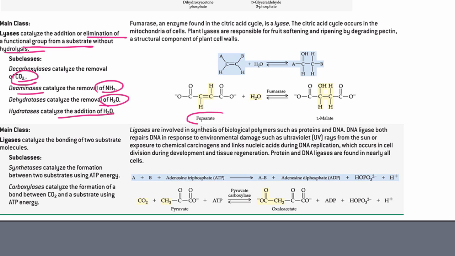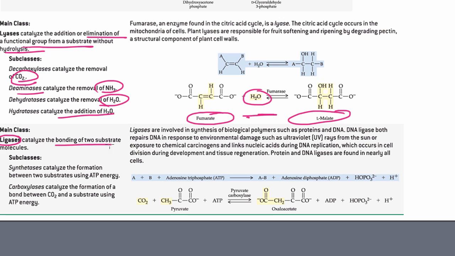So here we see fumarate, and it undergoes this reaction. Fumarase is the enzyme catalyst, and notice that a molecule of water is added to the fumarate and it becomes L-malate. We're going to look at this later when we get to the citric acid cycle.